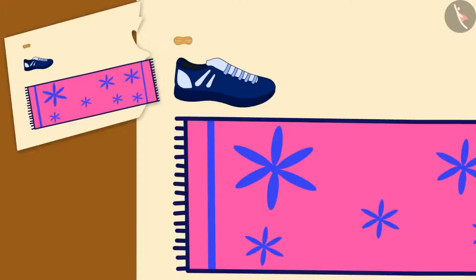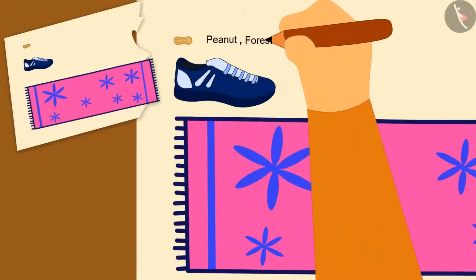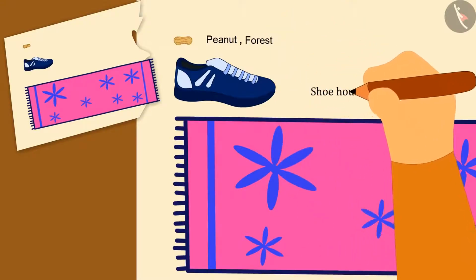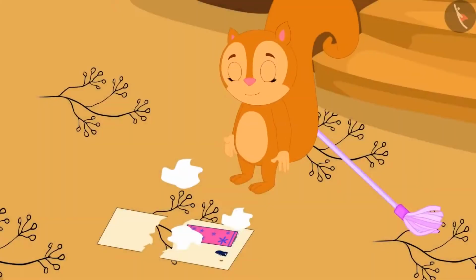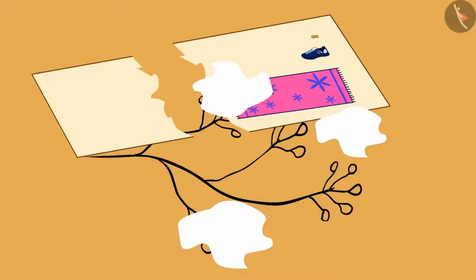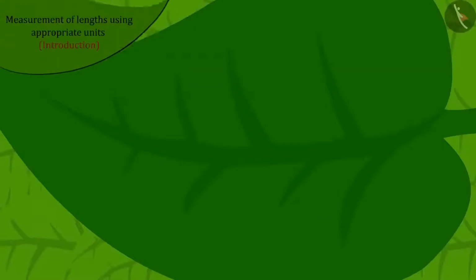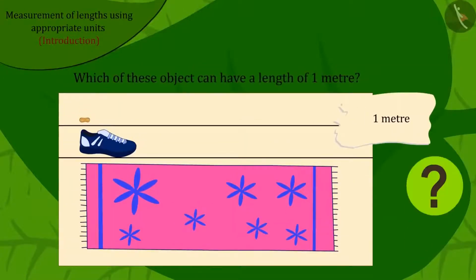Now Chanda quickly wrote the names of the objects and places that were written on that paper on another paper like this. She then picked up a piece of paper from those pieces of paper with 1 meter length written on it. Kids, can you tell which of these items can be 1 meter in length?